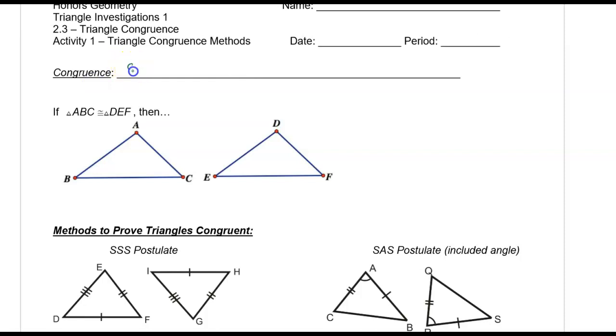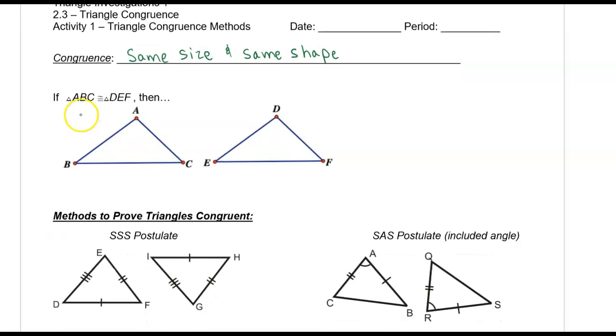Congruence means that two items have the same size and the same shape. We are given triangle ABC is congruent to triangle DEF. Please write the 6 things that follow from that sentence. The drawing is here to help you. Pause the video and write the 6 different congruent statements, and then turn the video back on to check your answers.